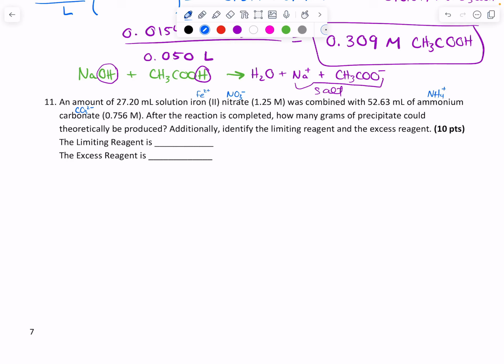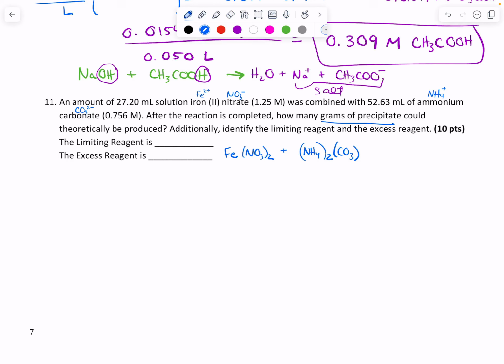After the reaction is completed, how many grams of precipitate could theoretically be produced? So we're supposed to identify the limiting reagent and the excess reagent. So in order to figure out how many grams of precipitate, we first have to figure out what is the precipitate. So let's combine them. Fe, my 2 comes down. So NO3, my 2 comes down, my 1 comes down, which makes it iron 2 nitrate like that. Plus, we've got ammonium, NH4 plus, and then my carbonate, my 2 comes down, and then this becomes CO3.